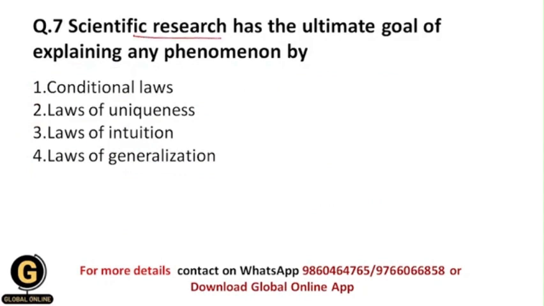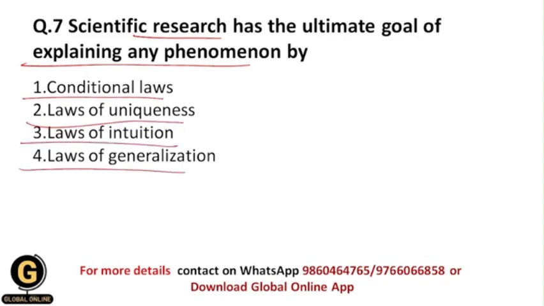Scientific research has the ultimate goal of explaining any phenomenon by... Okay, so whether it is conditional laws, laws of uniqueness, laws of intuition, or laws of generalization. So basically, students, scientific research has the ultimate goal of explaining any kind of phenomenon by the laws of generalization. Okay, so why is this?